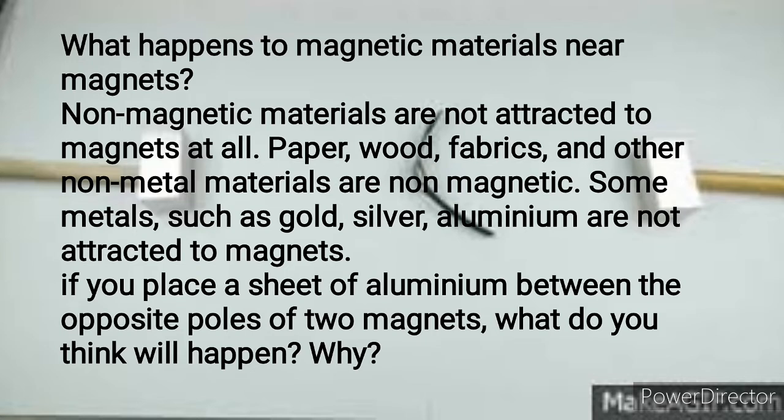Such kind of material like this aluminum, we say they are paramagnetic. Say paramagnetic. Whereby the metal moves inside the magnet, but it does not attach itself to the magnet, okay? But we classify aluminum as non-magnetic since it is not attracted.